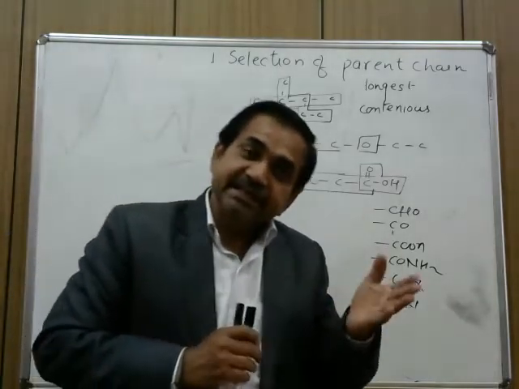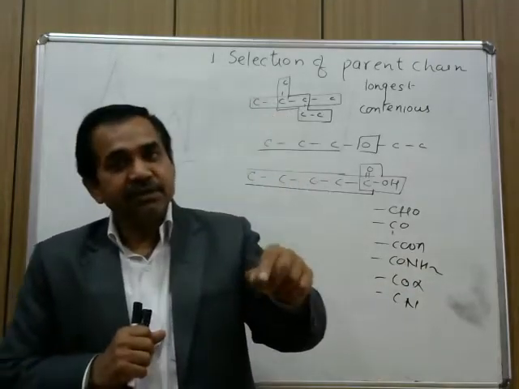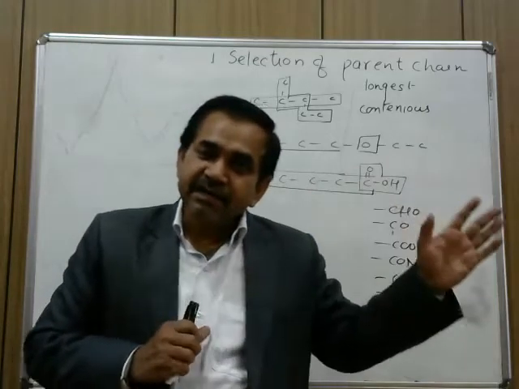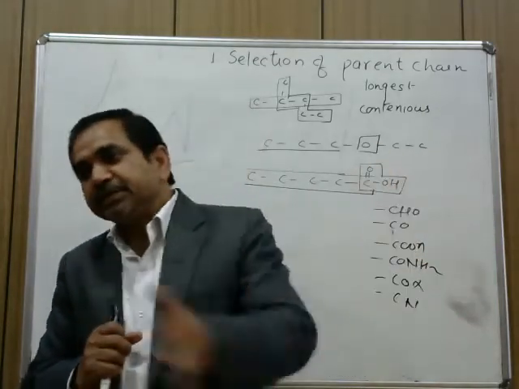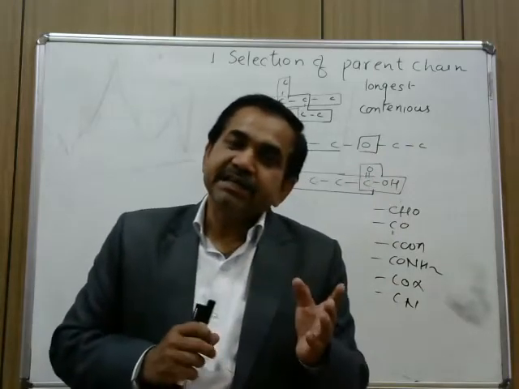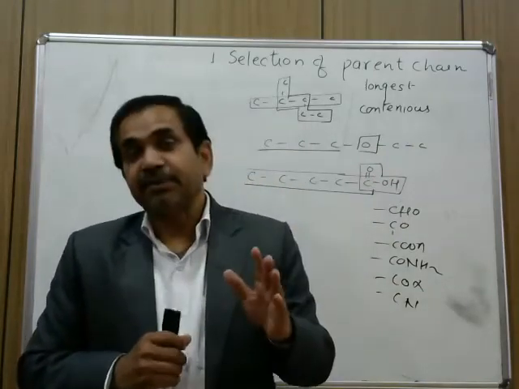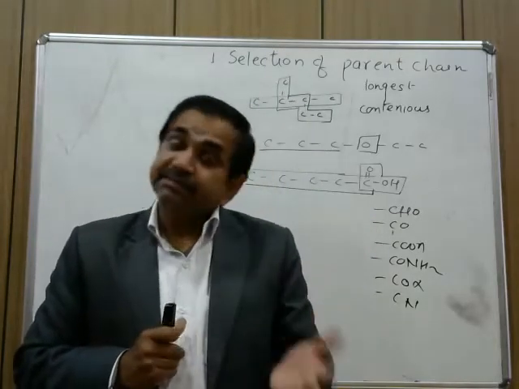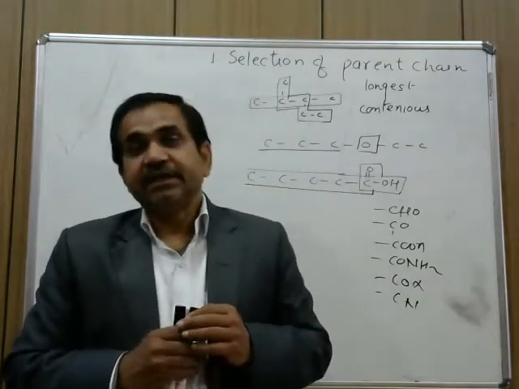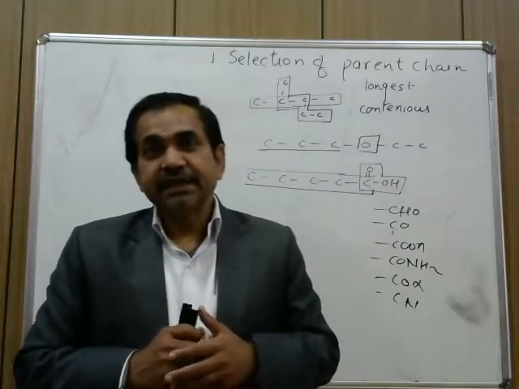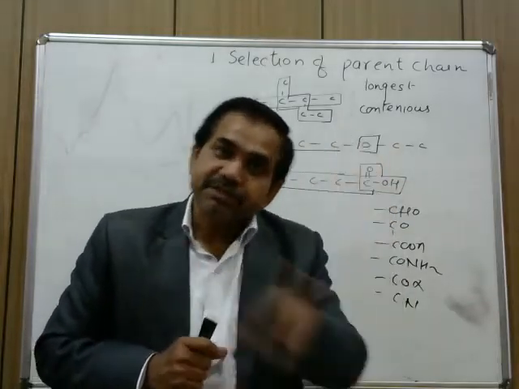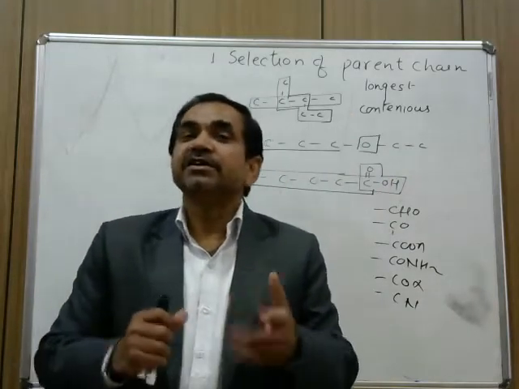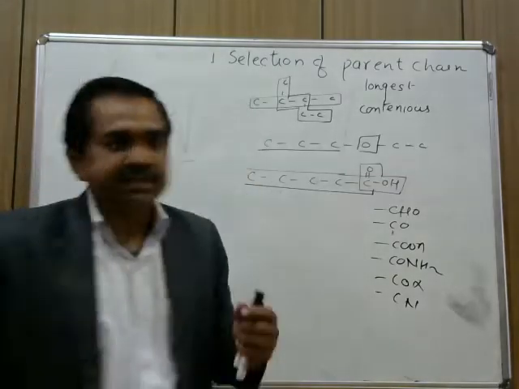So if there is only one multiple bond, only one double bond, or only one triple bond, then all double bonds and triple bonds must be included in the chain. And if there are more than one double bond, say for example it has got two double bonds, say for example it has got three double bonds, it has got two triple bonds, then both of these bonds must be included in the chain, whether it is a longest chain or not. Let me give you one example.